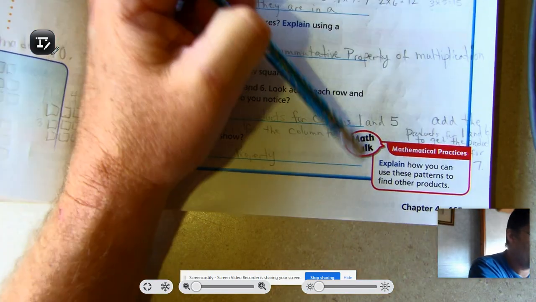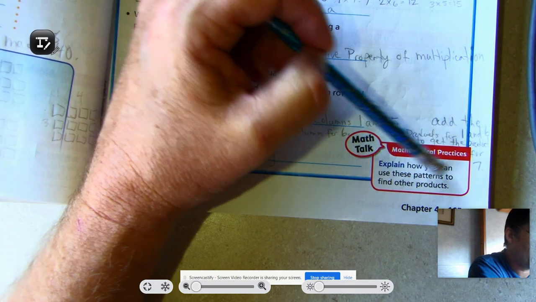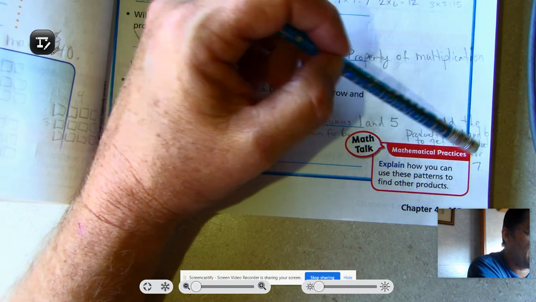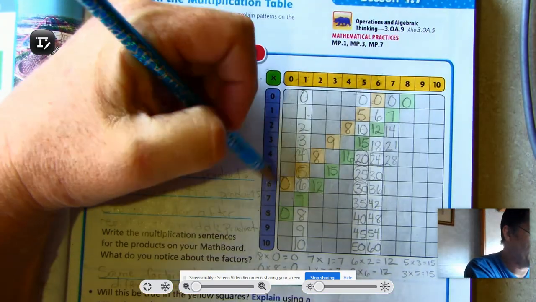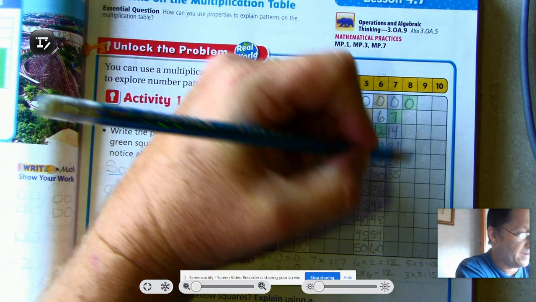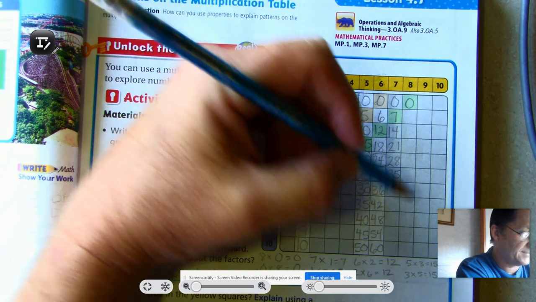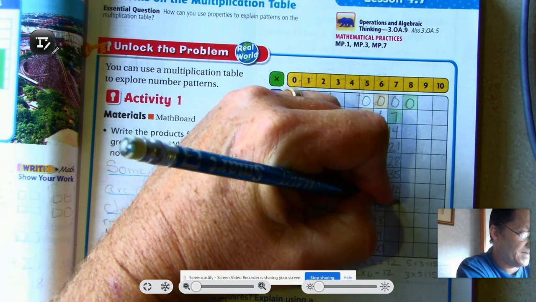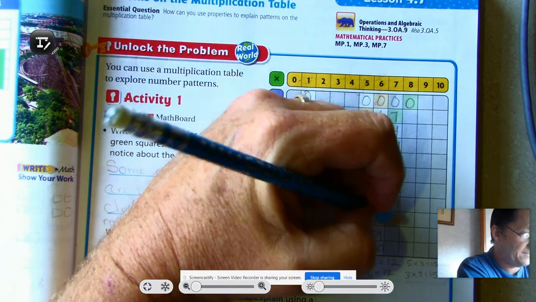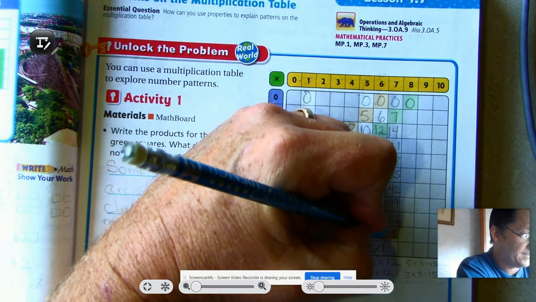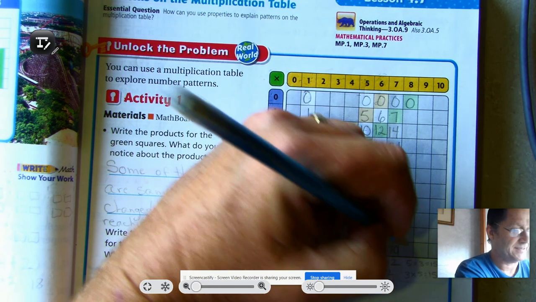We were looking at this math talk question. It says, how can you use these patterns to find other products? And if I add the products for 1 and 6, I could get the product for 7. So if we continued it, we get 5 plus 30, 35. 6 plus 36 gives us 42. 7 plus 42 gives us 49. 8 plus 48, 56. 9 plus 54, 63. And 10 plus 60, 70.